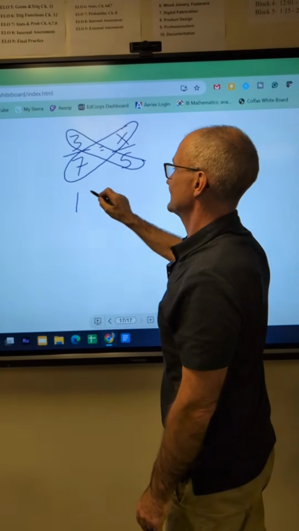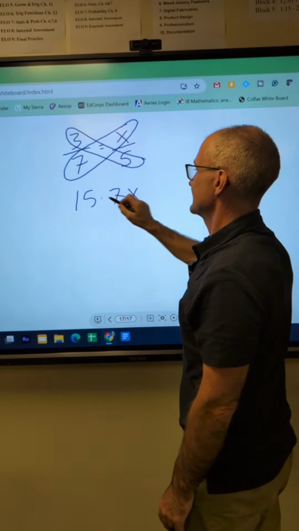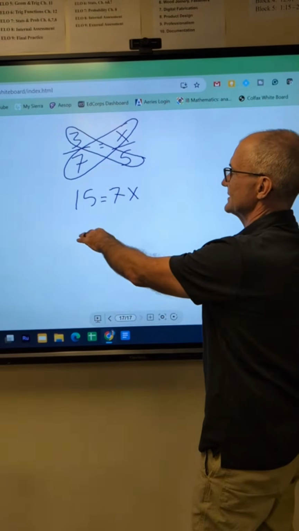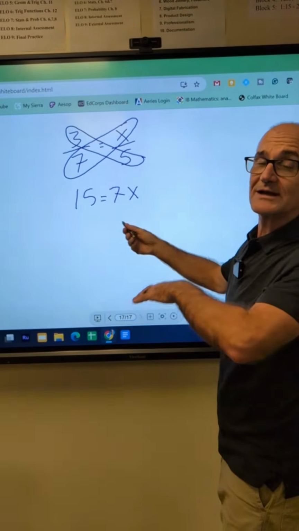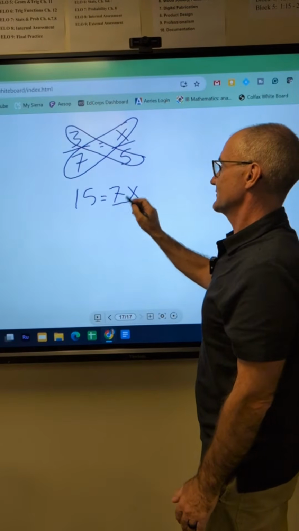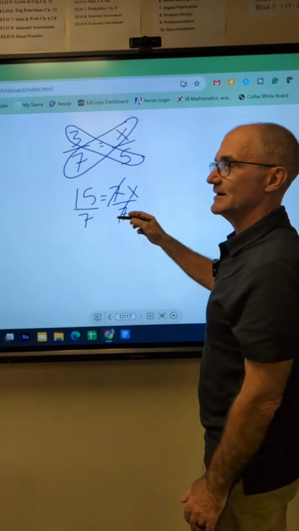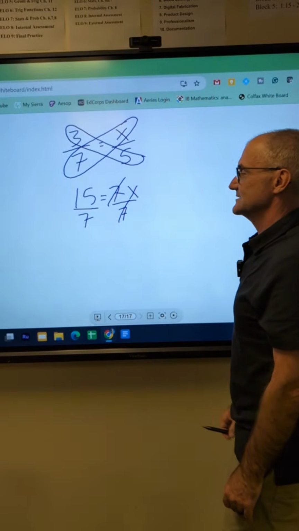I could cross multiply, take that times that, and it'll be equal to that times that. 3 times 5 is 15. 7 times x is 7x. Those two things are equal to each other. Now I have an equation, one variable x. I need to get that variable by itself. The way I get that thing by itself is I do the reverse operation. So if this is multiply, I'm now going to divide. These cancel. I have x by itself, and x is going to equal 15/7.